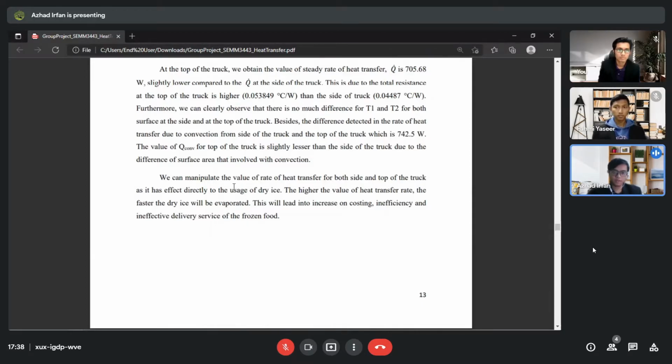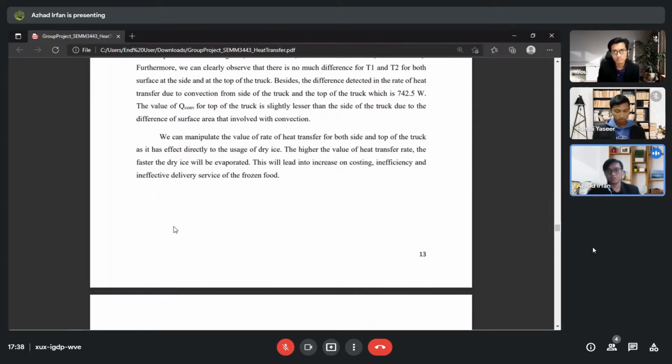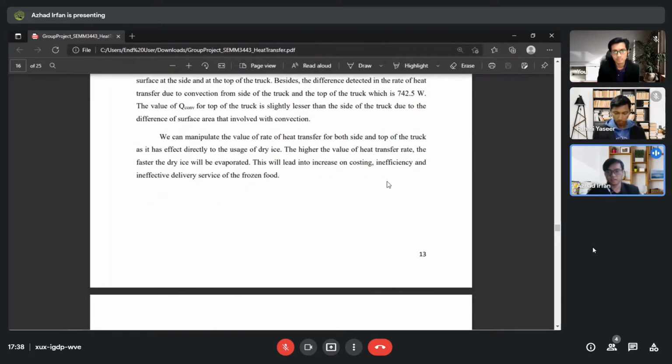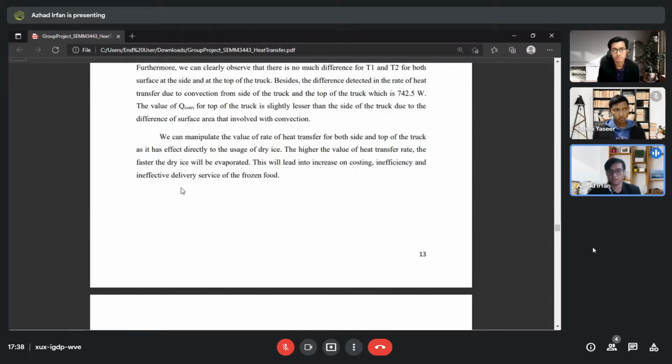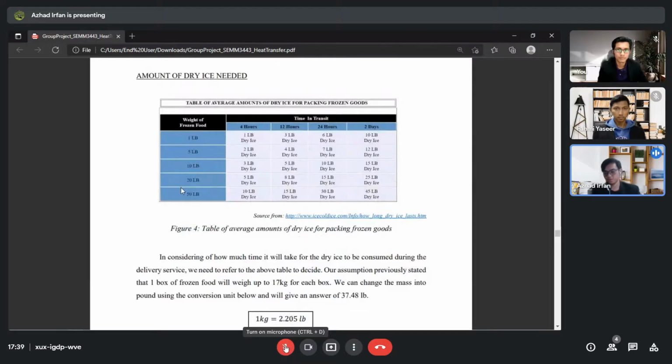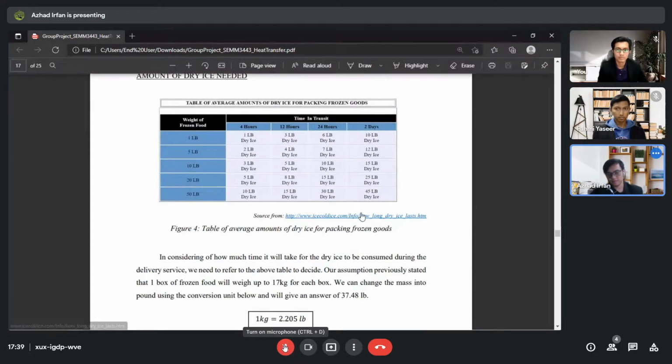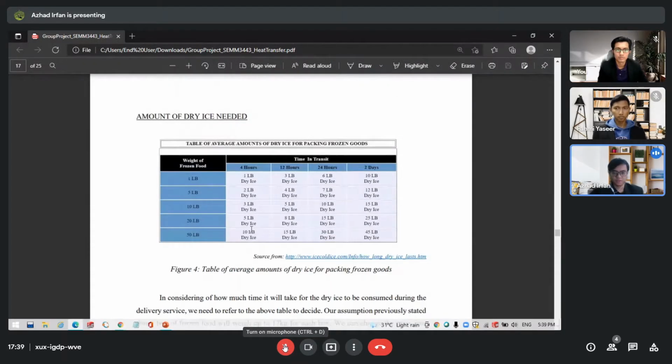So we can manipulate the value of rate of heat transfer for both sides at the top of the truck, as it has effect directly to the usage of dry ice. The higher the value of heat transfer rate, the faster the dry ice will be evaporated. This will lead into increasing on costing, inefficiency, and ineffective delivery service of the frozen food. Next, I pass to my another colleague to explain about amount of dry ice needed.